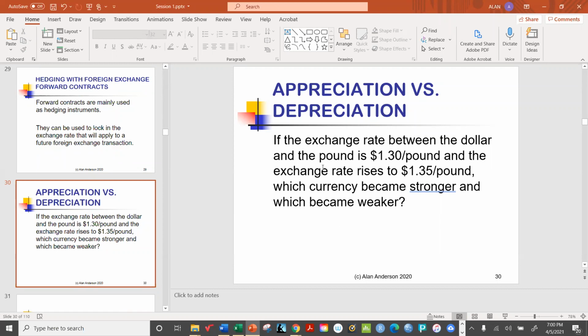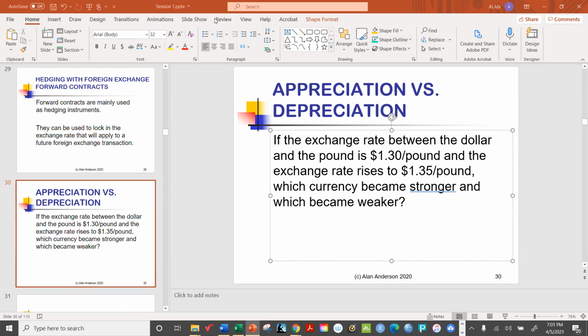So here's an example. Suppose the exchange rate between the dollar and the pound is currently $1.30, and all of a sudden it goes up to $1.35. The question is, which currency became stronger and which became weaker, and also why? So why don't we do this? Let's do a poll. Polls are fun.